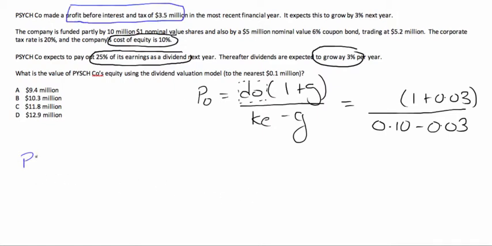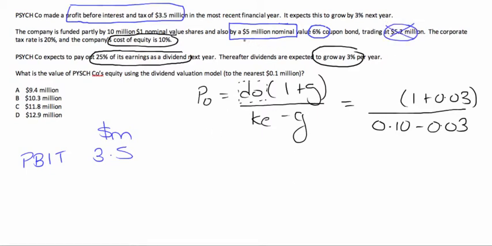So if we start off with that, profit before interest and tax is $3.5 million. We then have to take off the interest, and we have $5 million worth of nominal value bonds with a coupon rate of 6%. Now, the interest is always based on nominal value, so the fact that they're trading at 5.2 million is not relevant in this case. And therefore, 6% of 5 million means we're going to be paying interest of 300,000. This will give us profit before tax of 3.2 million.